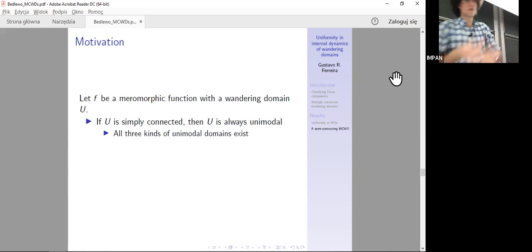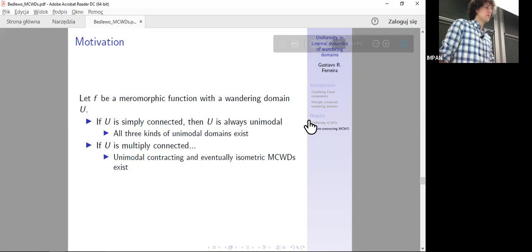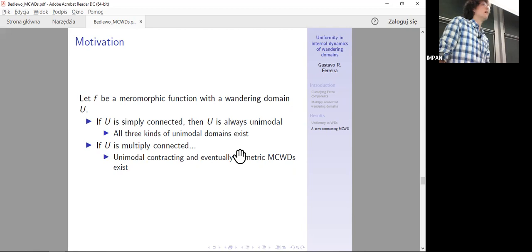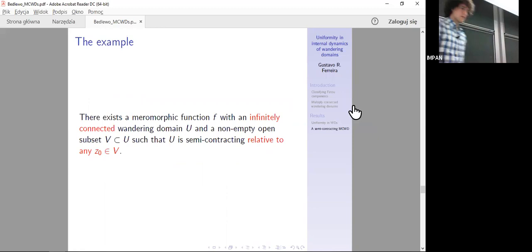So you do have contracting simply connected wandering domains, semi-contracting simply connected wandering domains, and eventually isometric simply connected wandering domains. If it was multiply connected, on the other hand, then we can search the literature and we can find examples of contracting examples, so one contracting example due to Phil and Gwyneth, and other eventually isometric examples due to Baker, Koch, and Liu. But I don't really know about a unimodal semi-contracting wandering domain, right? So what we're going to do now is use the previous theorem to somehow fabricate a function with a wandering domain that is unimodally semi-contracting. So the theorem goes like this.